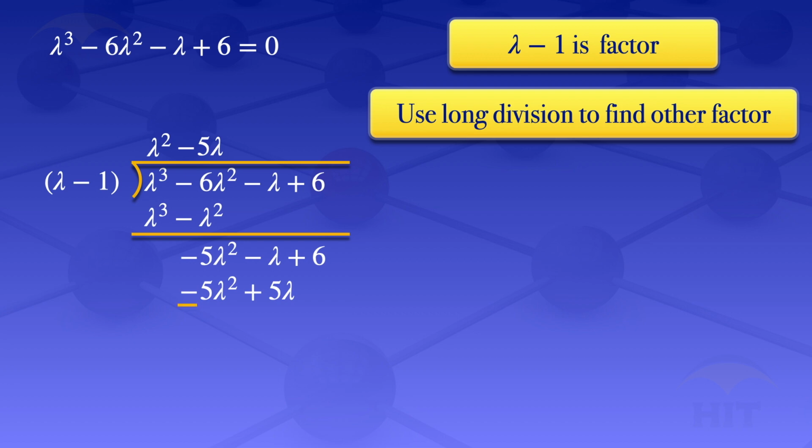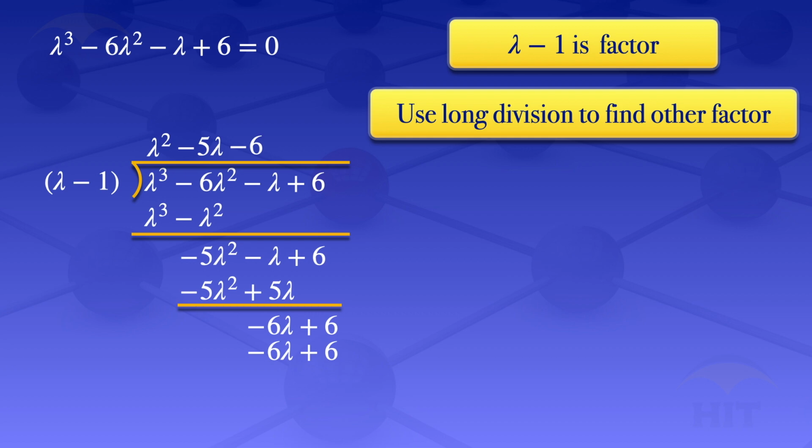Subtract from above, then we have minus 5 lambda squared minus 5 lambda squared, it's a 0, minus lambda minus 5 lambda gives us minus 6 lambda, then the plus 6. The leading term there is minus 6 lambda divided by lambda, then we have minus 6. Then the minus 6 multiplied by lambda minus 1 gives us minus 6 lambda plus 6. When you subtract, we get a 0.